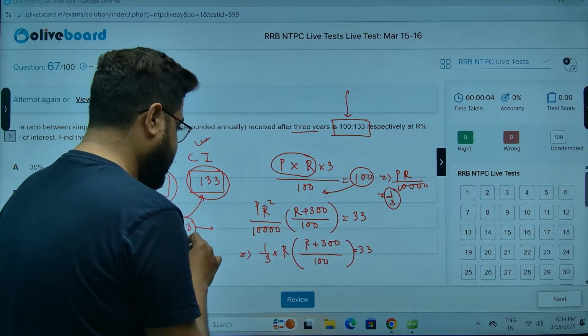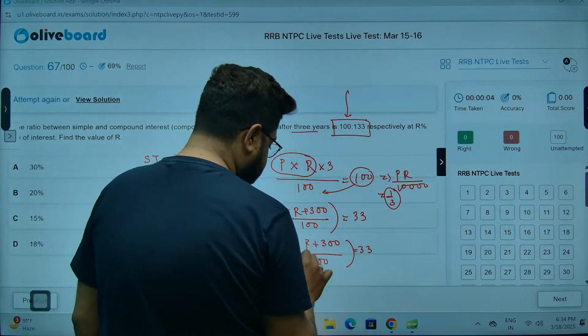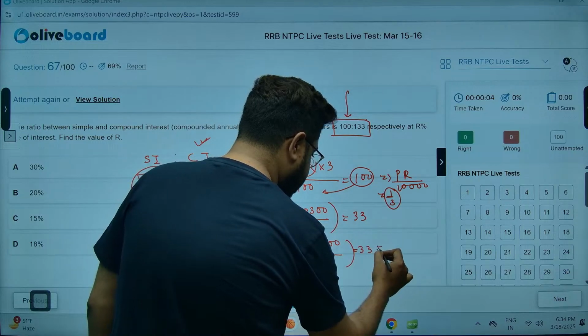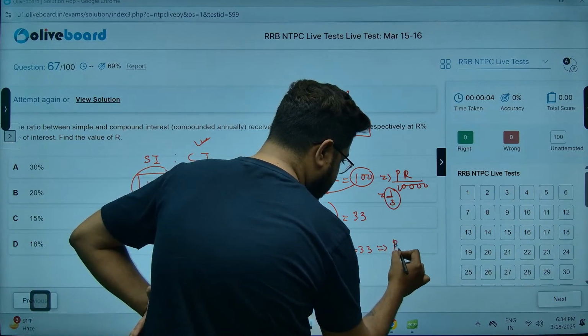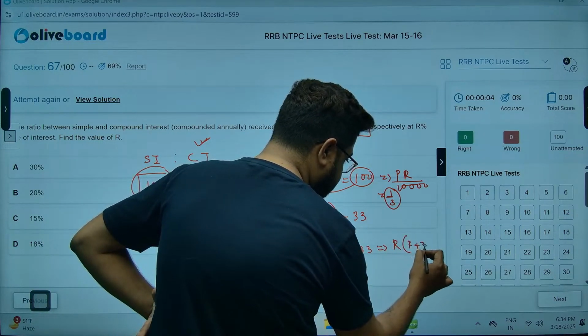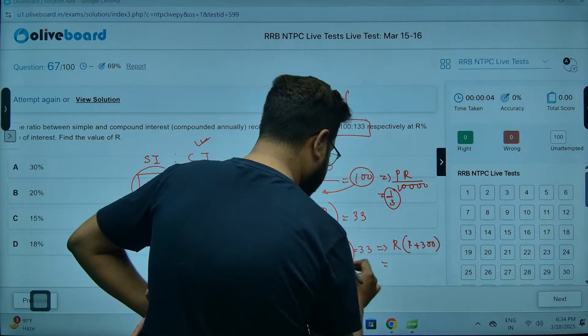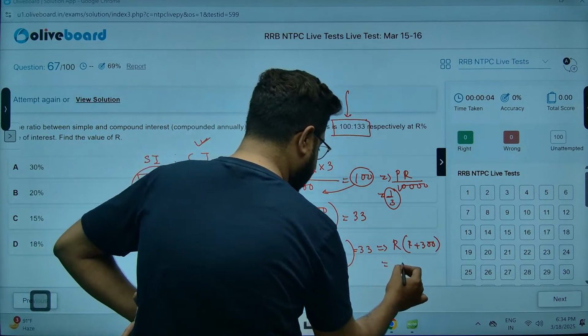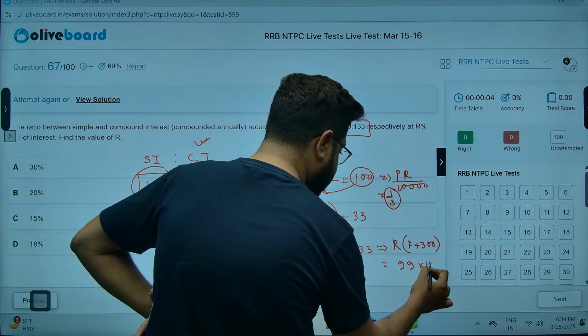Now just put down the values. Let's simplify a little bit more. R into (R plus 300) is equal to 33 into 3, so 99 into 100.